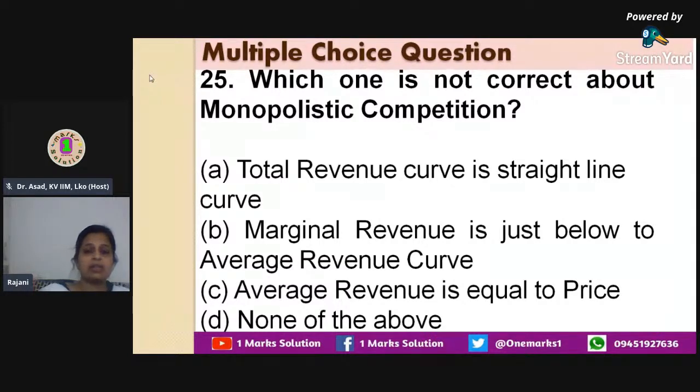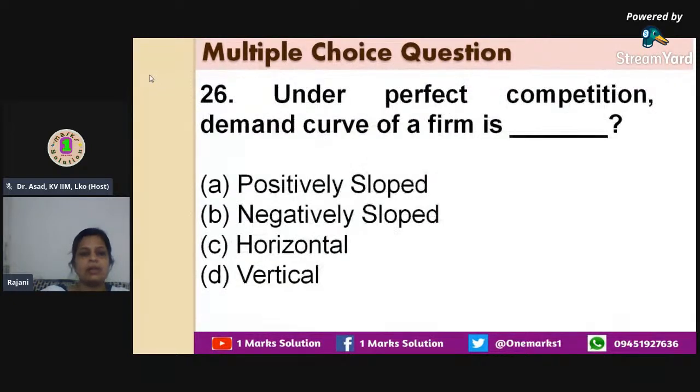So I think option A is the correct answer. Total revenue curve is a straight line curve. That is the incorrect option. Other options are okay, that is true in case of options B and C for monopolistic competition.